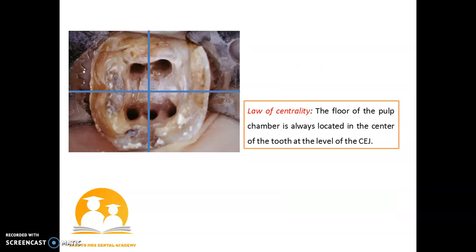Now let's see the law of centrality. What does it say? It says the floor of the pulp chamber is located in the center of the tooth at the level of the CEJ. So you can see this, your floor of the pulp chamber is at the center of the tooth, and this is your law of centrality.